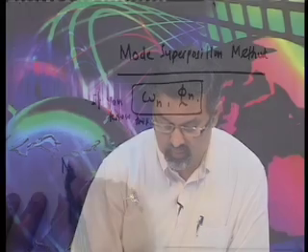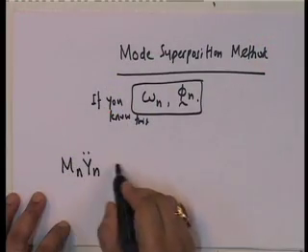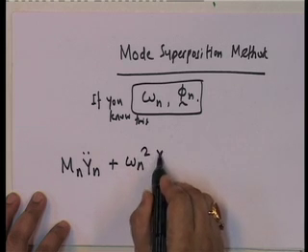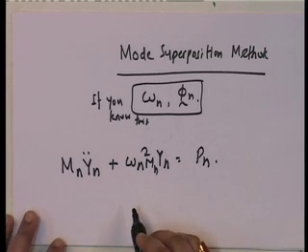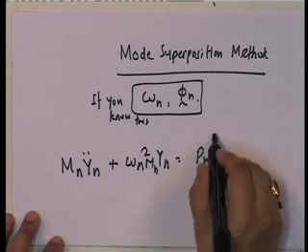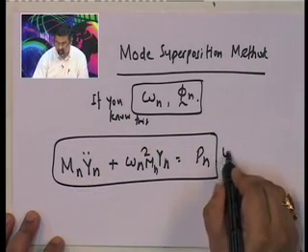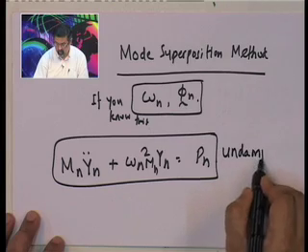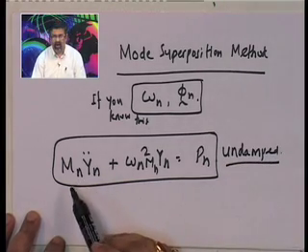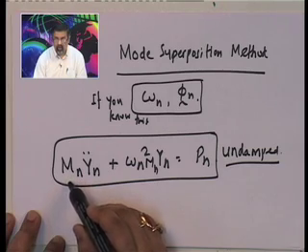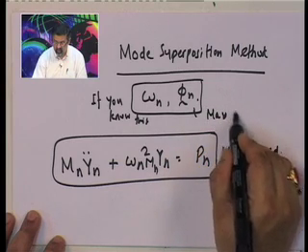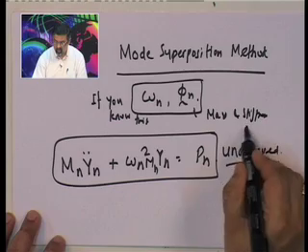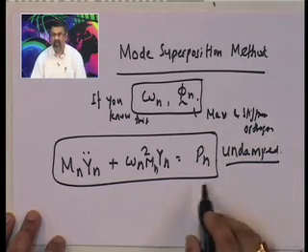But how does mode superposition look? It looks like this, with omega n squared m n for the undamped case, and this comes from the fact that the phi n are mass and stiffness orthogonal. That is why I get this equation.